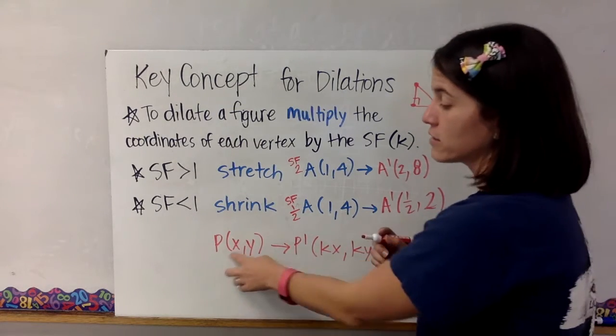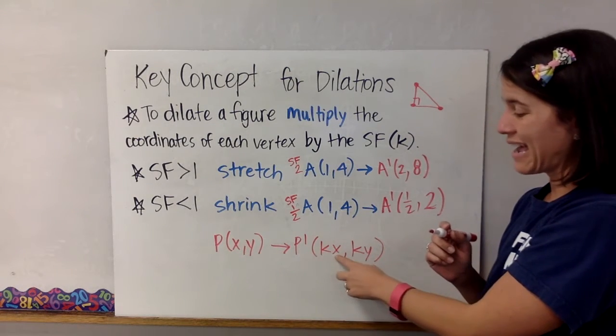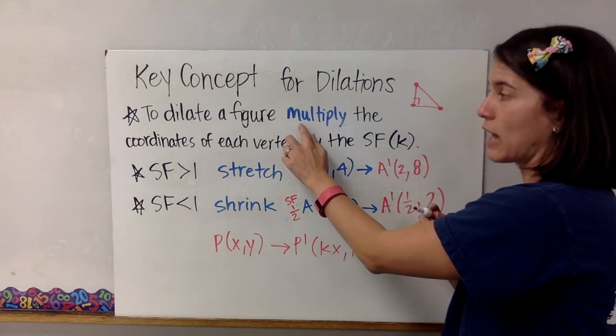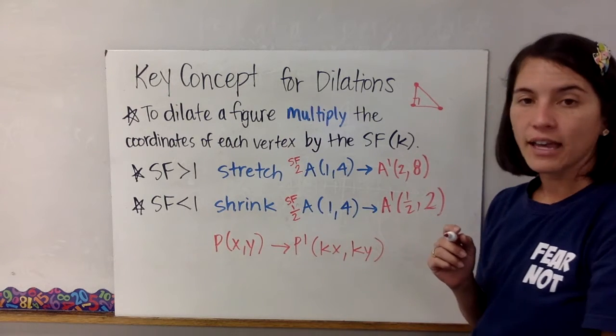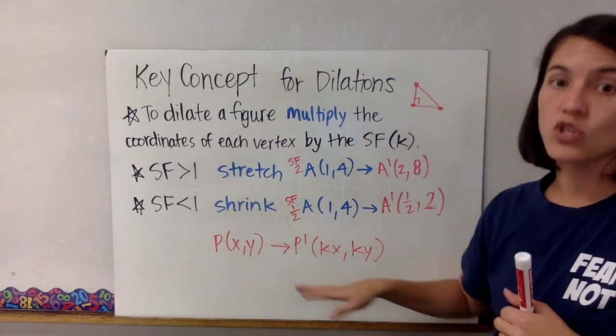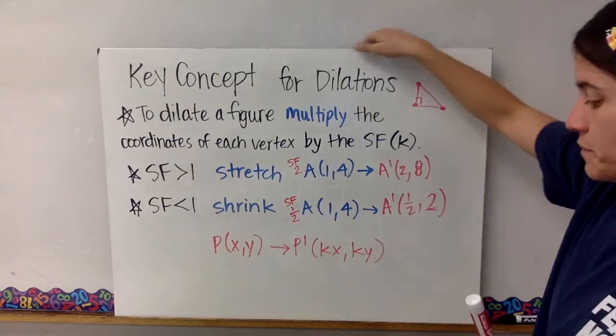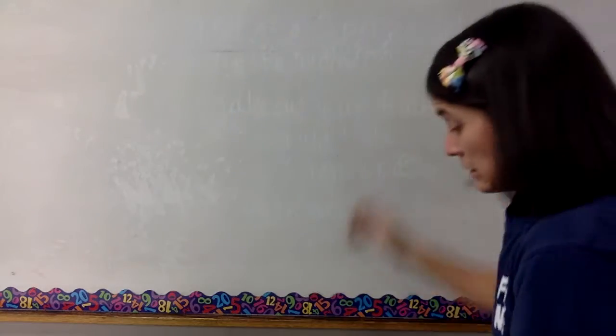Here's how you write it in algebraic notation. If you have a point (x, y), it goes to P prime (kx, ky), because remember you multiply kx and ky. So that's how you would write it algebraically. Let's do some examples using our algebraic notation right here. All right, this says example.